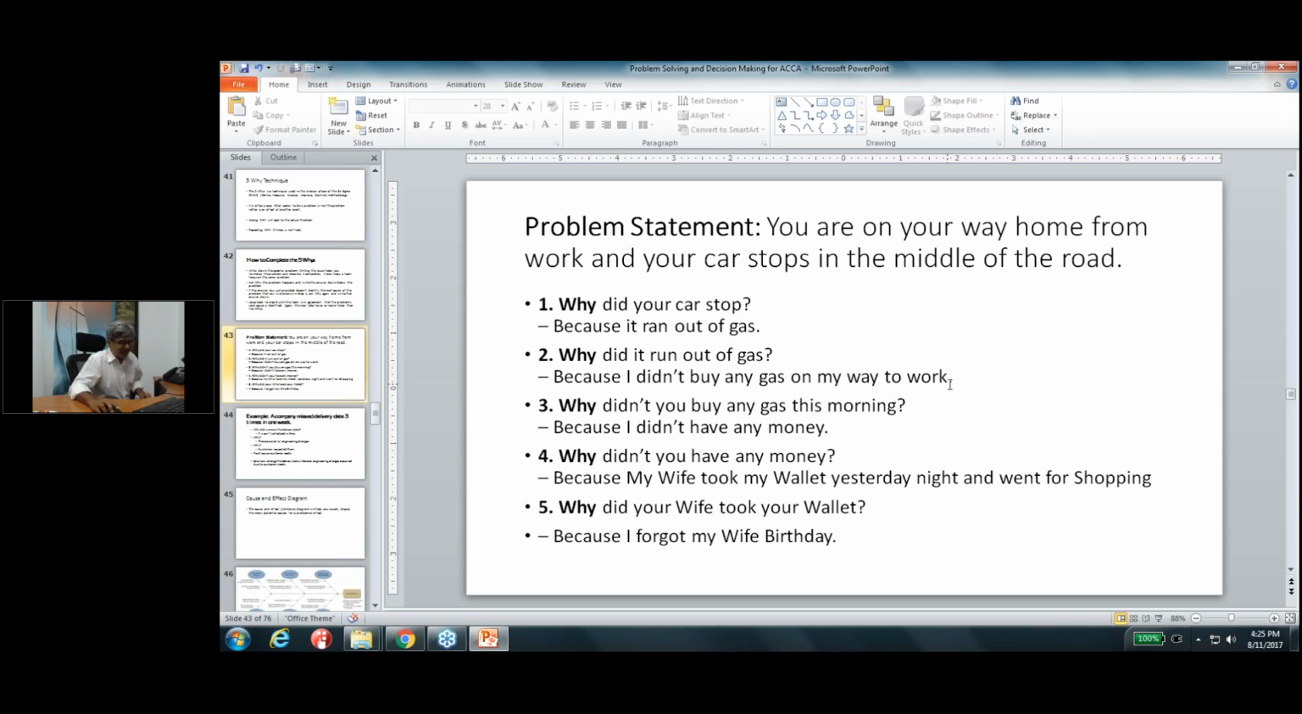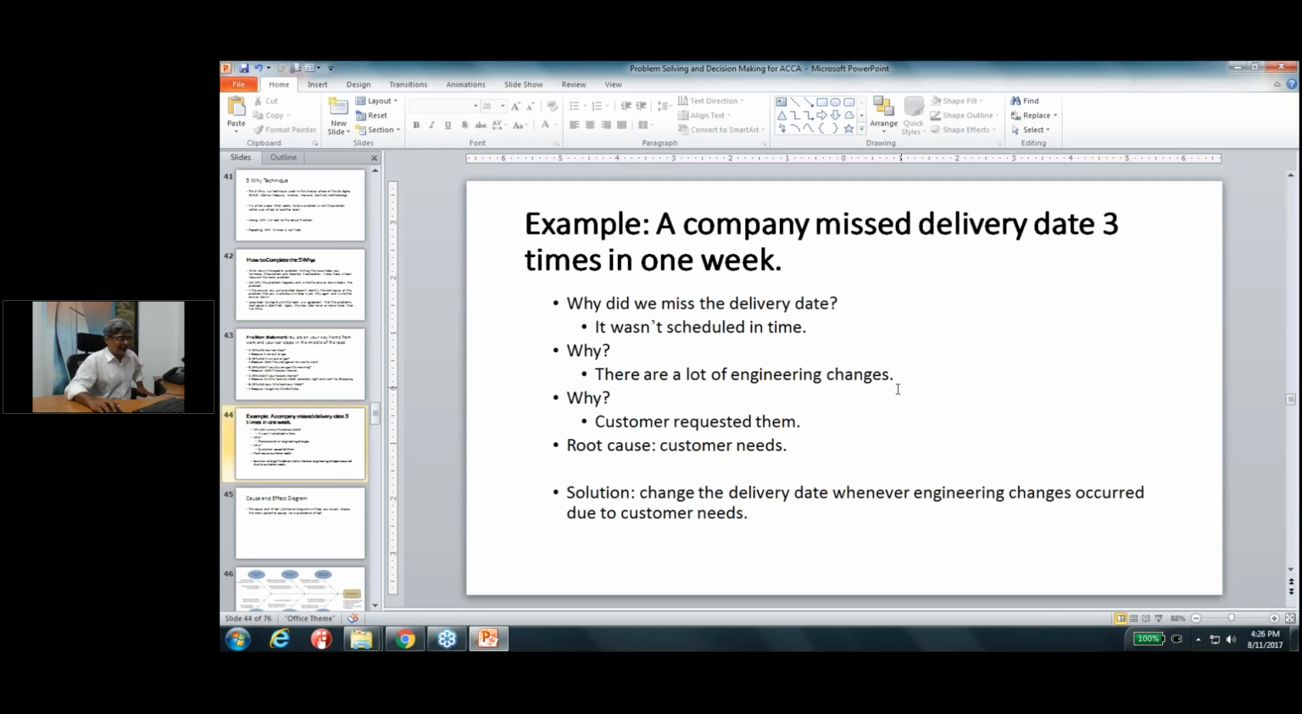Okay, fine. So this is a very good technique with the help of which you can identify the root cause of a particular problem. We might have any other problem. Okay, there is another example.